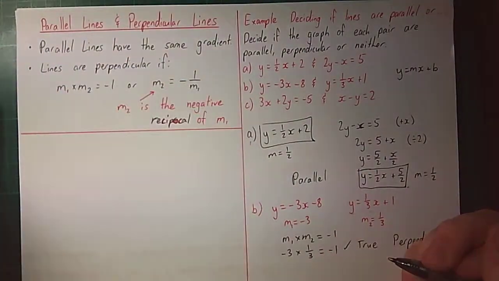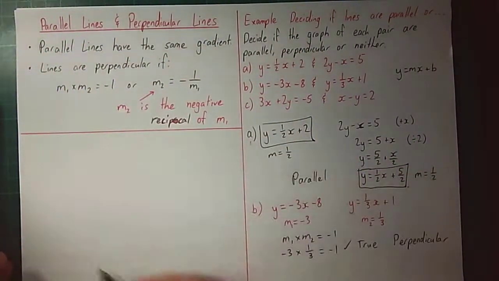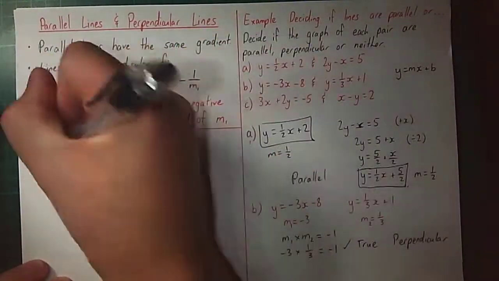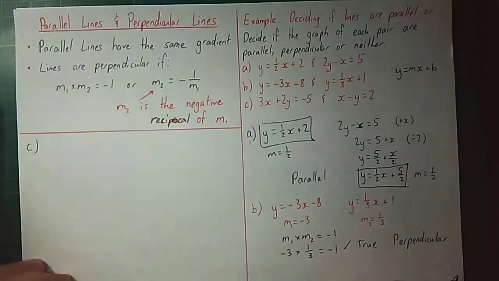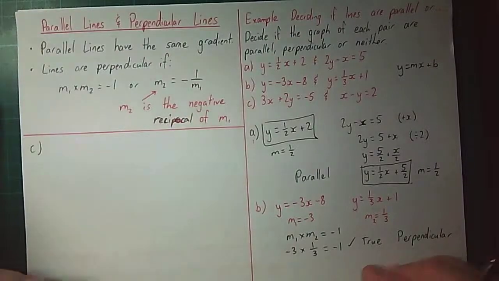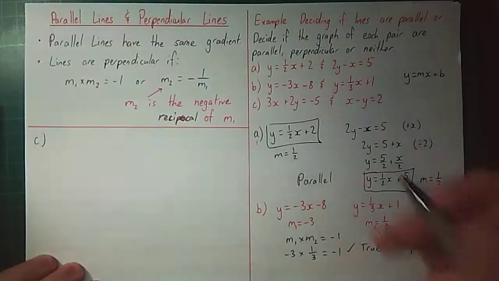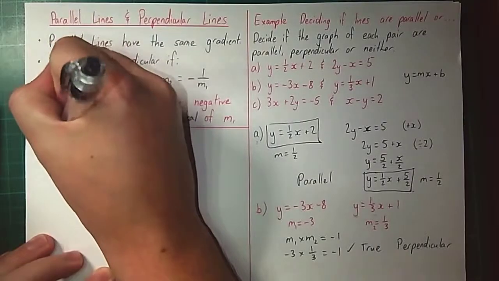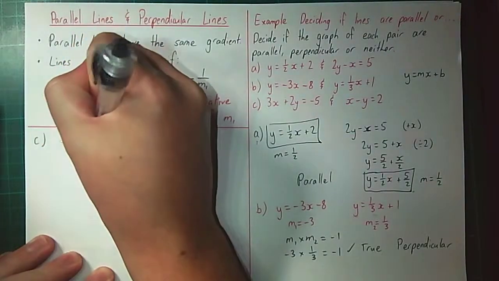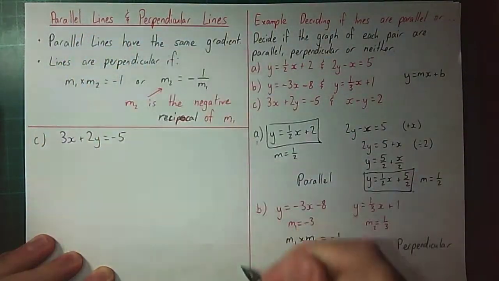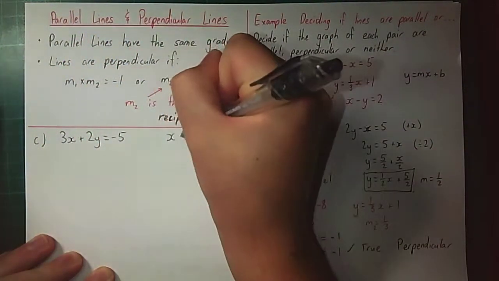Okay, now the last one, I'm going to use this space over here. For C, once again, we need to make sure that they're in the same form. So first of all, we need to just copy things down. So we're going to copy down the first one, and whilst I'm here, I'm going to copy down the second one as well.